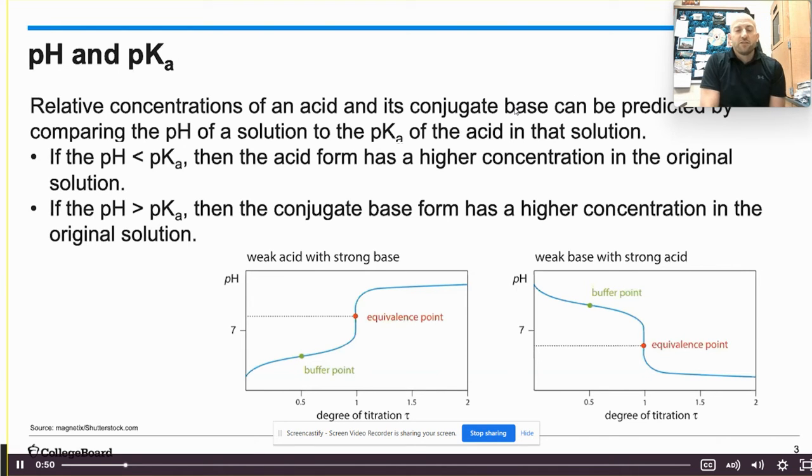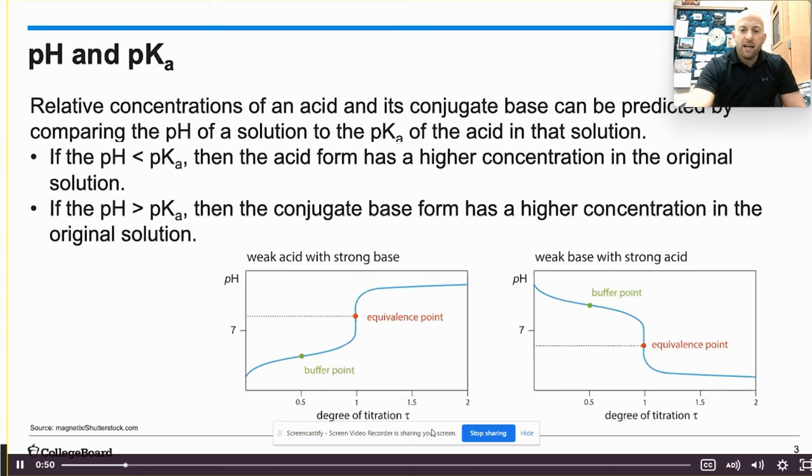So the relative concentrations of our acid and its conjugate base, we can predict those by comparing the pH of the solution to the pKa of an acid in the solution. So if the pH is less than the pKa, the acid form has a higher concentration in the original solution. And if pH is greater than the pKa, then the conjugate base form has a higher concentration. And remember, when we have a weak acid, we have a strong conjugate base, and vice versa.